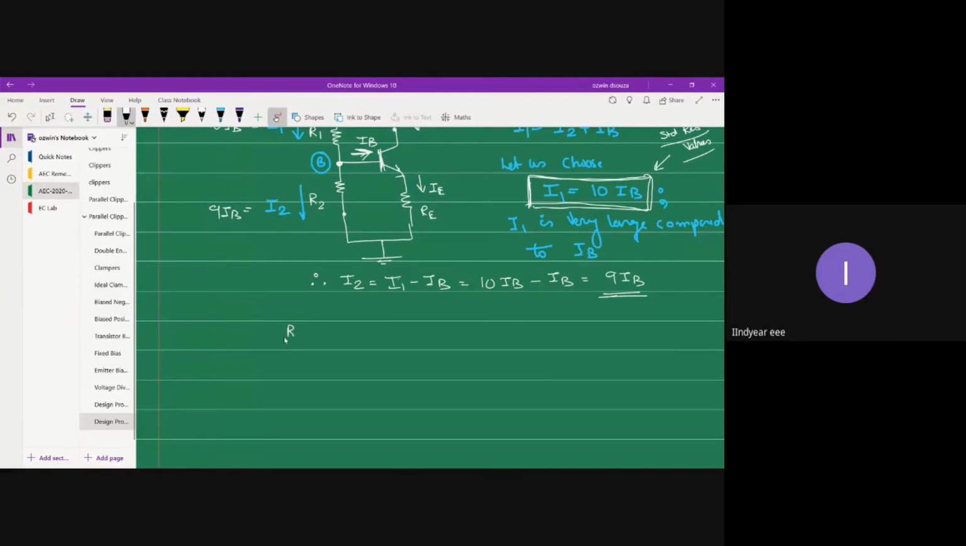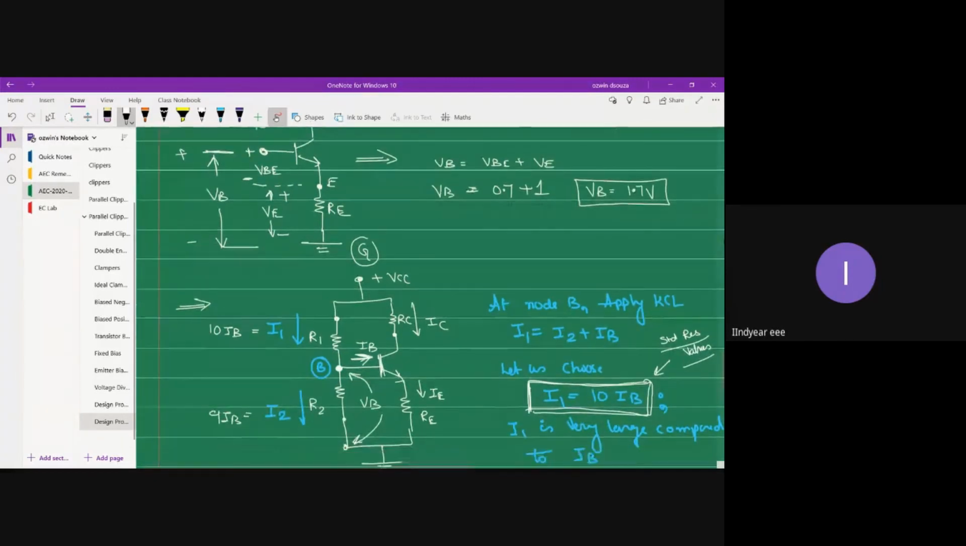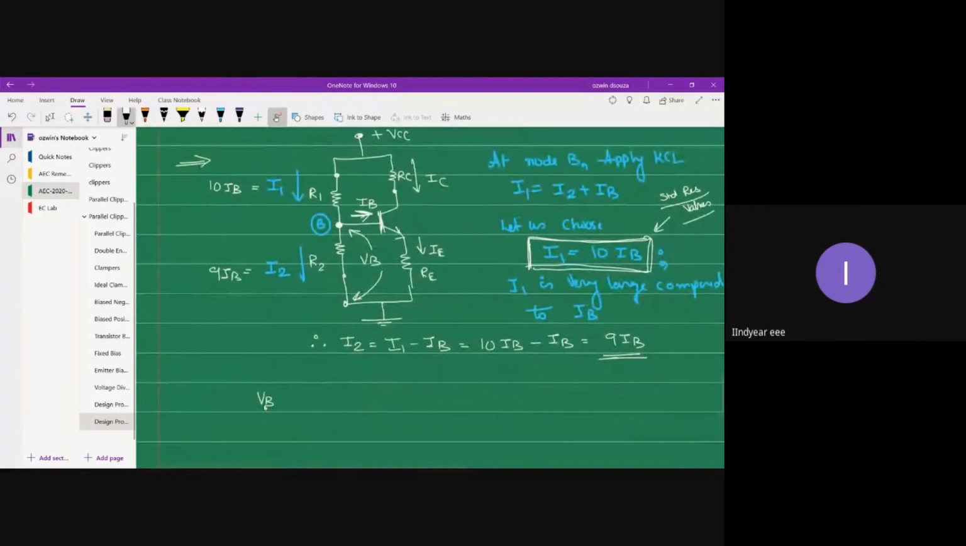Let me write. This is VB, base to ground voltage. And how much did we get VB as? 1.7 volt. So VB is equal to current into resistance. What resistance? R2 resistance. And what current? I2 current. That implies resistance R2 is VB divided by I2, or VB 1.7 divided by I2.